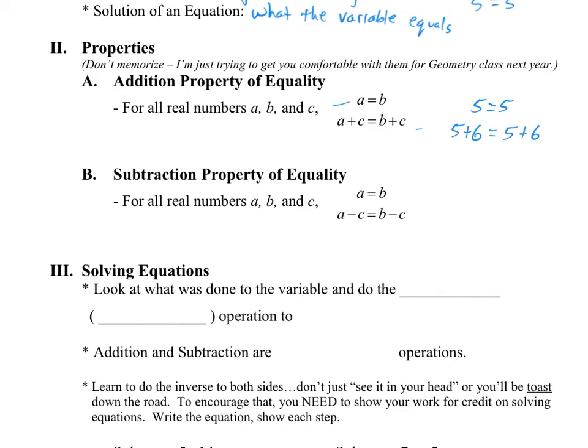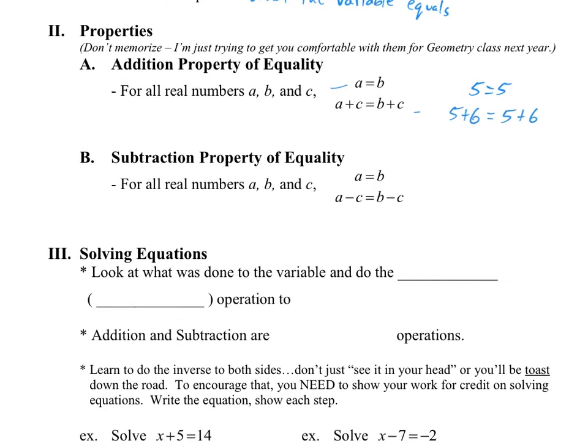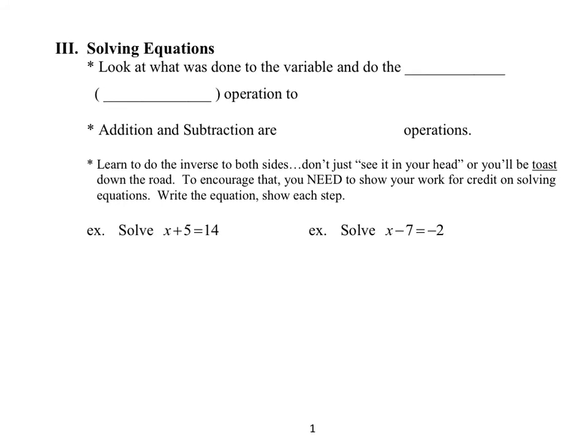We could do that same thing for subtraction. If you have one number equals itself, or something equals something, if you subtract the same amount from both sides, it's still going to be equal. Agreed? Those names, being able to define them, that's going to come up more next year in geometry. All right, so now solving equations.